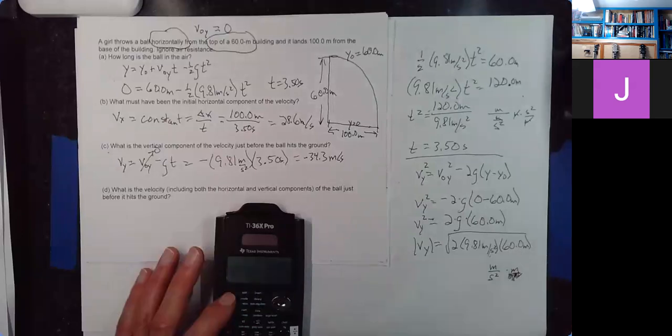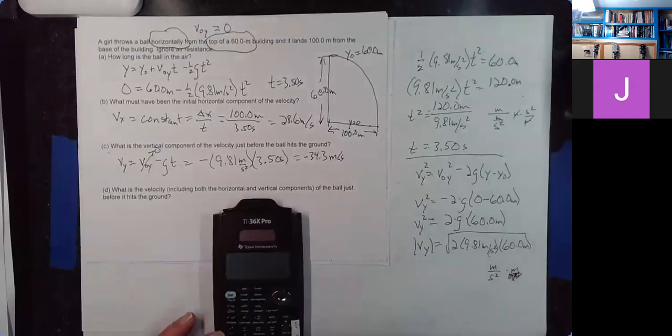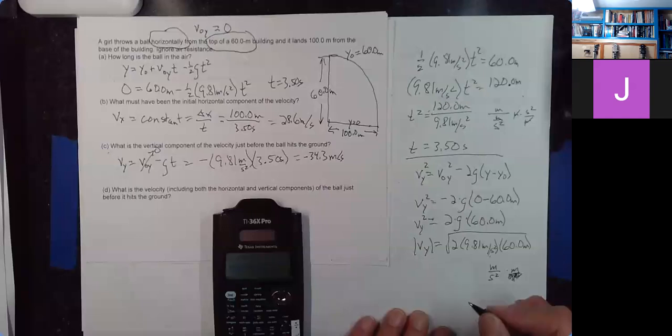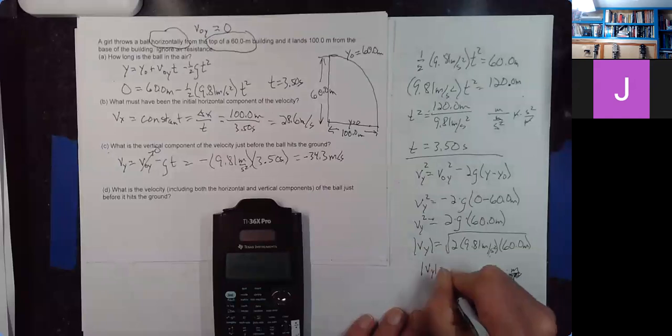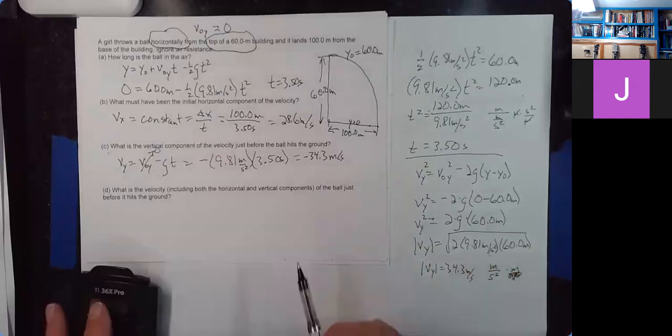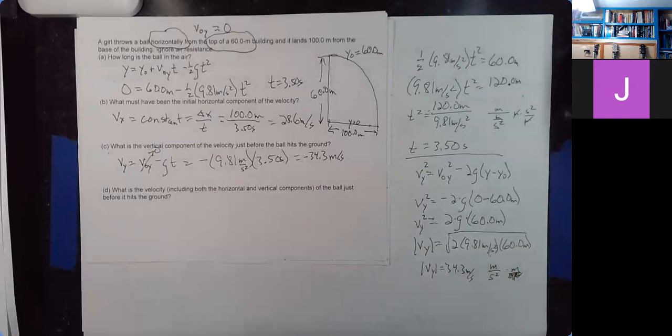And when I take the square root, I'll get meters per second. And let's see what I get. That's it. I get 34.3 meters per second. So it worked. I got the same value that I did doing it the other way. And so that's another alternative. If you'd just been asked for the vertical component of the velocity just before it hits the ground, you could do that without figuring out the time.